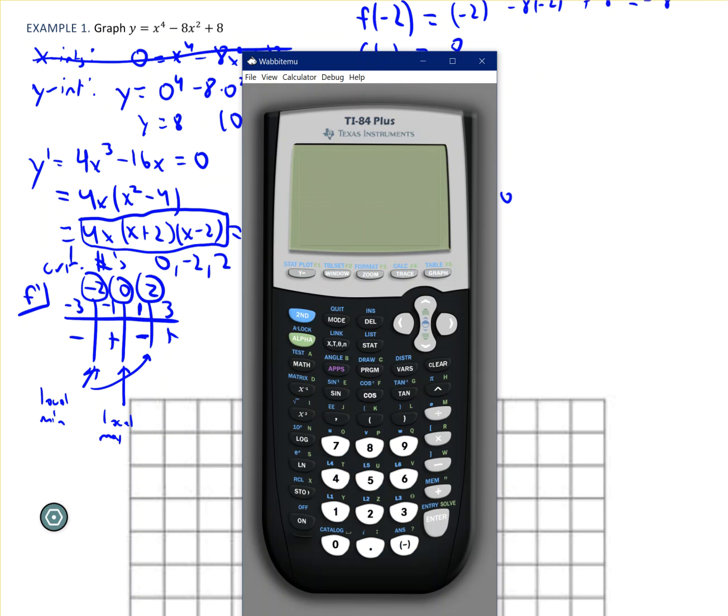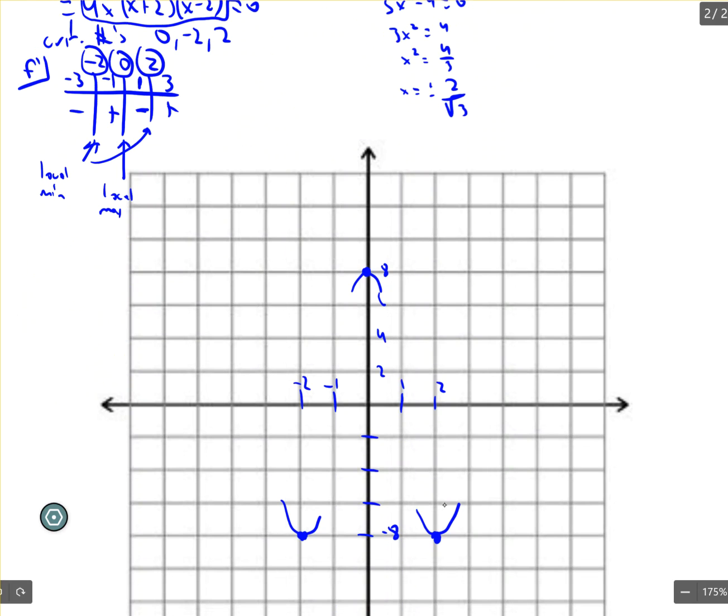So let's just see what that is here. 2 over square root of 3 is about 1.15. Okay, so those are our inflection points. I'm going to plug those into the original: x to the fourth minus 8x squared plus 8. And so that's -8/9. So at 1.15, -8/9. So basically we're looking at this point right here and this point right here, because it's symmetrical, are going to be my inflection points. That's where the concavity switches.